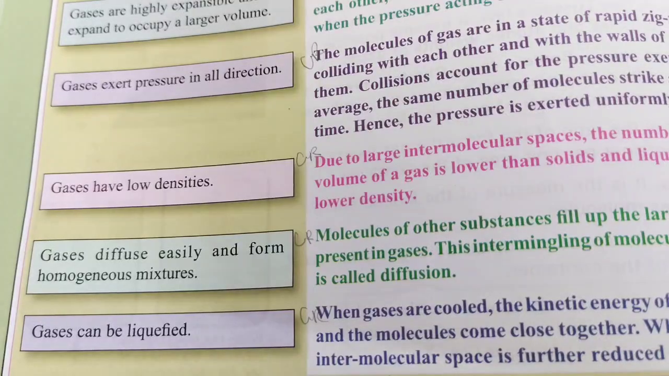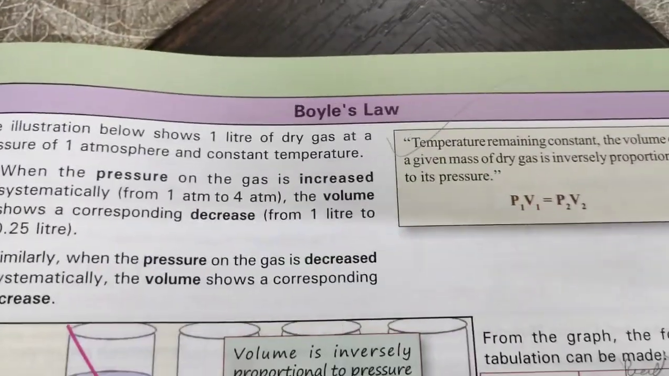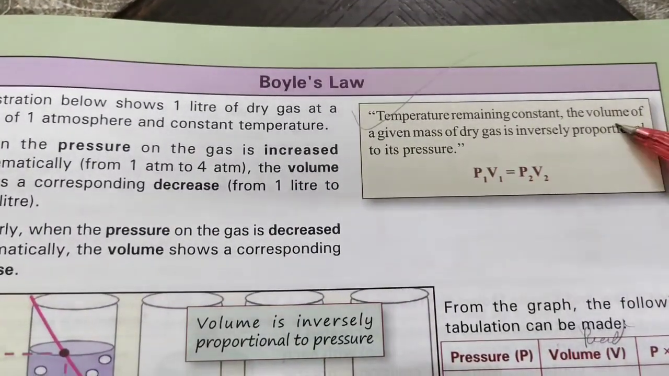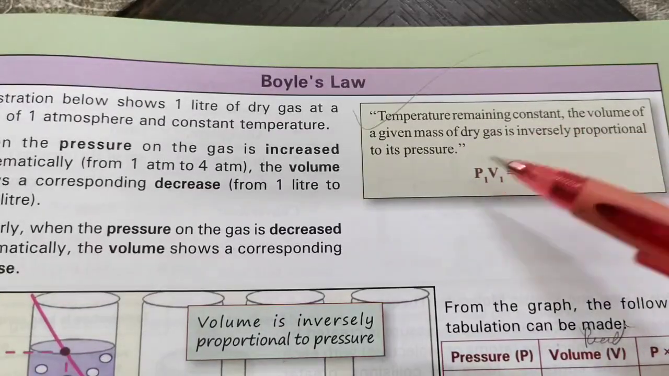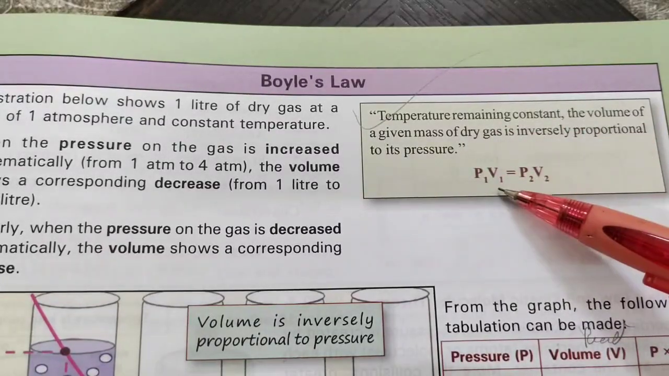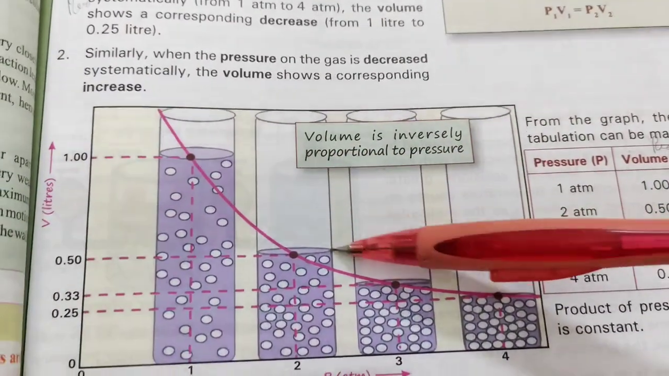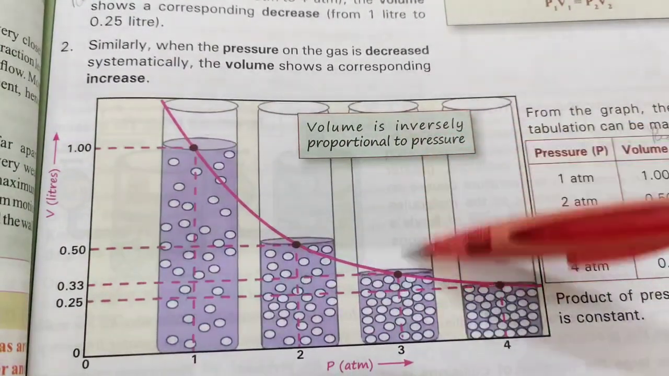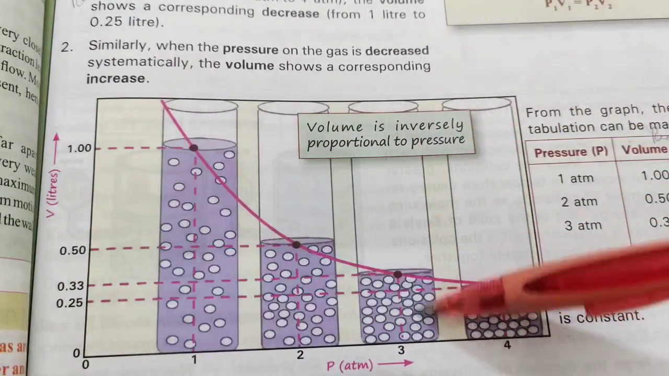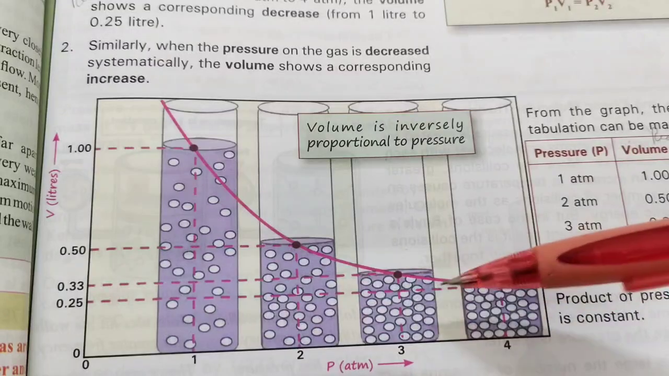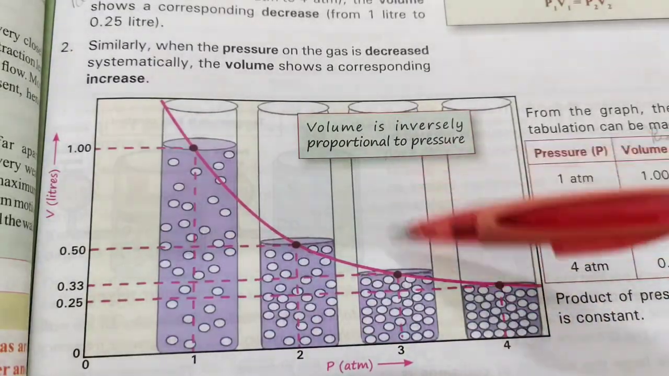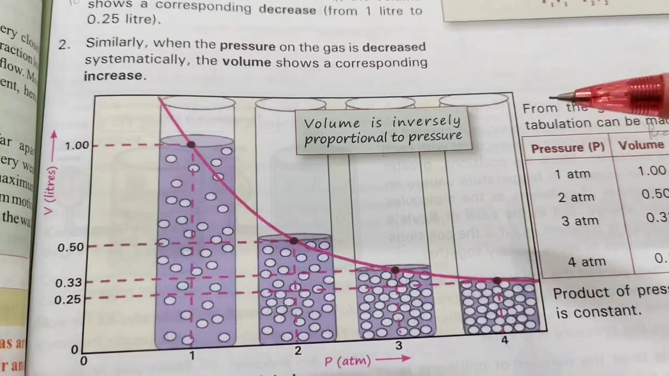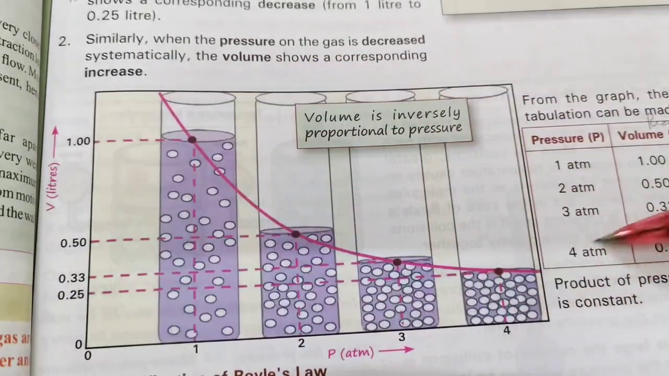And that is Boyle's law. If the temperature is constant, then the volume of a given mass of dry gas is inversely proportional to its pressure. So as the pressure increases, volume decreases because as there is more pressure, the molecules come closer to each other, the intermolecular space decreases, which means the intermolecular attraction will also increase and the volume will decrease. So if I were to draw a graph, it would be like this.